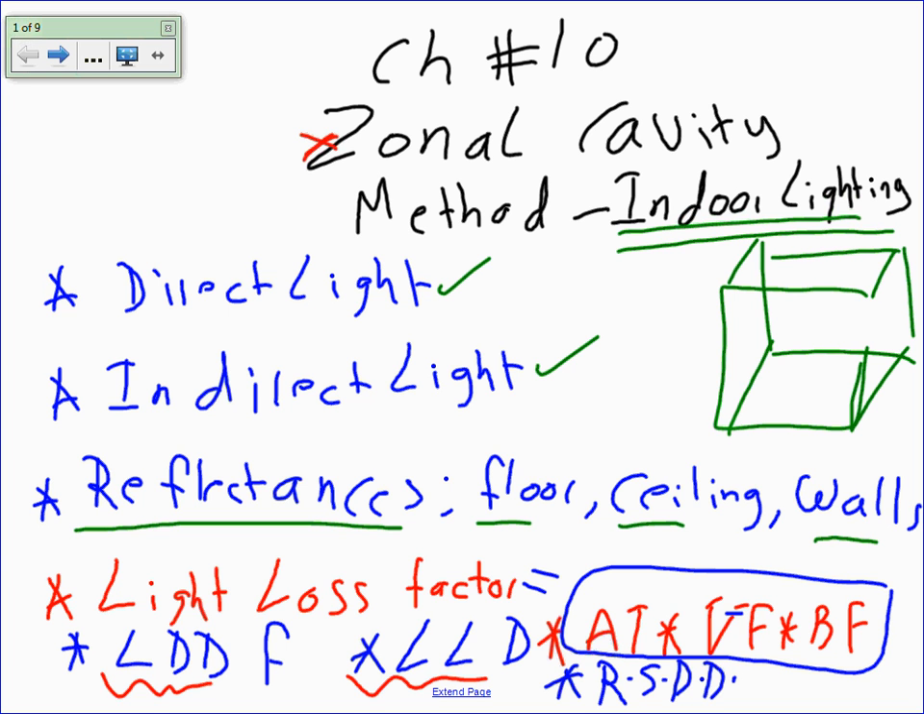So again, direct light, indirect light, we have reflection from the floor, the ceiling, and the walls. For the most part, the floor, guys, is almost negligible. We use the floors and the ceiling to reflect the light.